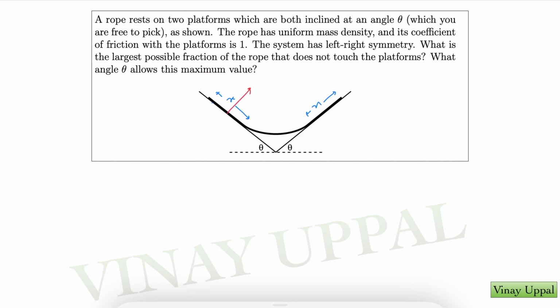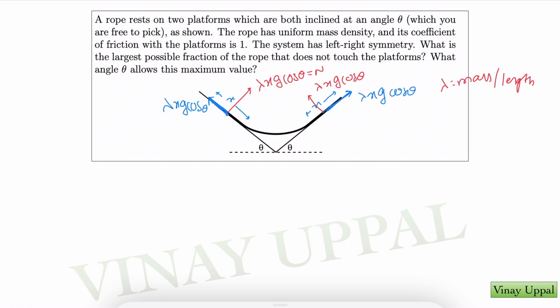Alright, so the normal force here is going to balance out the normal component of gravity. Let's say lambda is the mass per unit length. So lambda x g cos theta is the component of gravity perpendicular to the incline. So that's my normal force. And because you're asking the largest possible fraction, we're going to assume that it's on the verge of slipping. So the friction here would be mu N, and mu is given to be 1, so the friction is also lambda x g cos theta. Similarly on the other side.